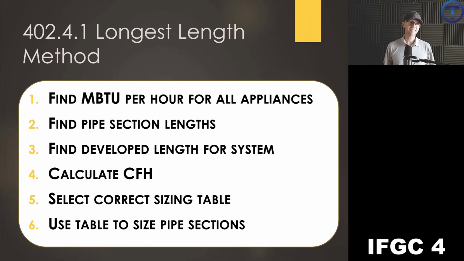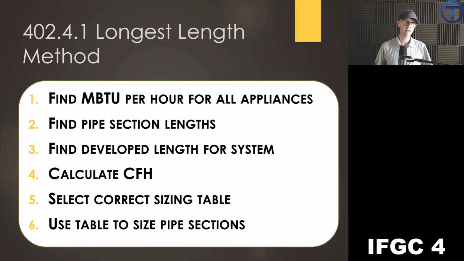Quick review of the steps for the longest length method. These are not listed out in the code book in this order, but this is, I feel, a pretty good way to take this process step by step. First of all, we need to find the maximum BTU per hour for all of the appliances. Second, we'll find the section pipe lengths. Third, we need to find the developed length for the system. That's the furthest distance from start to finish, from the point of delivery to the last and furthest appliance.